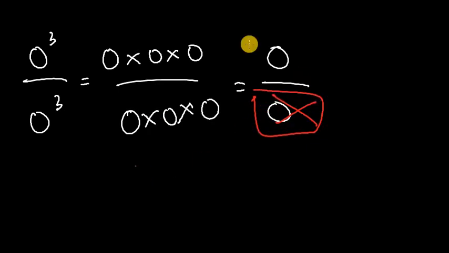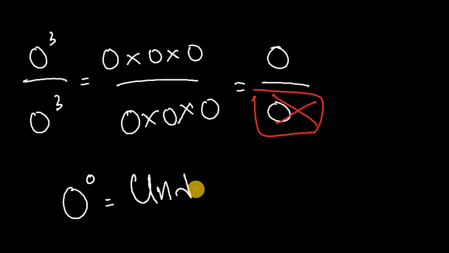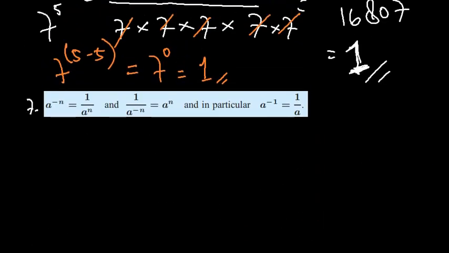So in this case, 0 to the power of 0 equals undefined. How to write undefined? Undefined. Okay, 0 to the power of 0 is undefined.